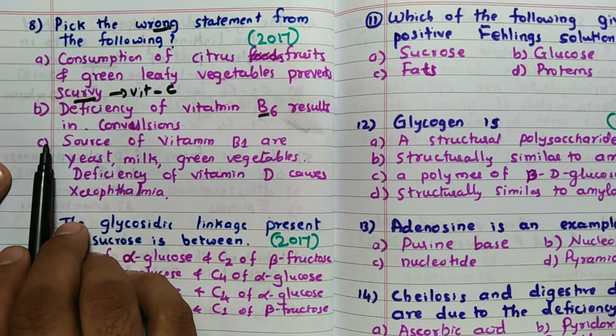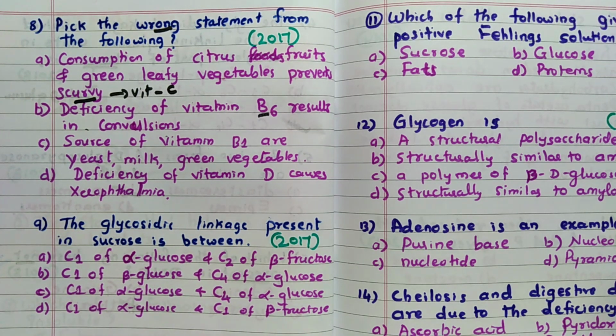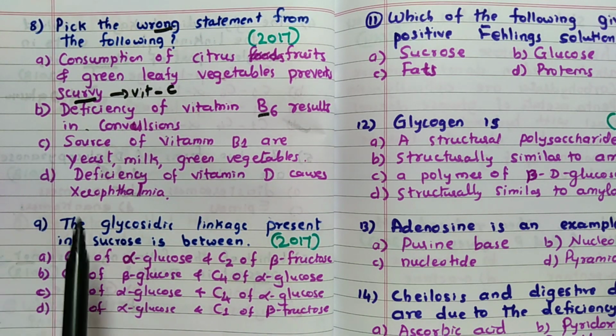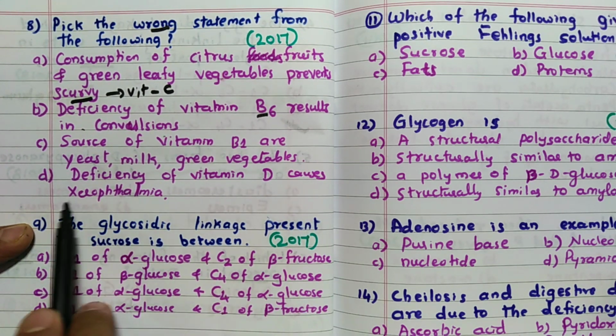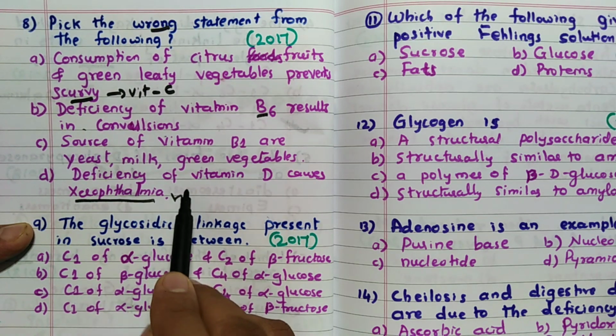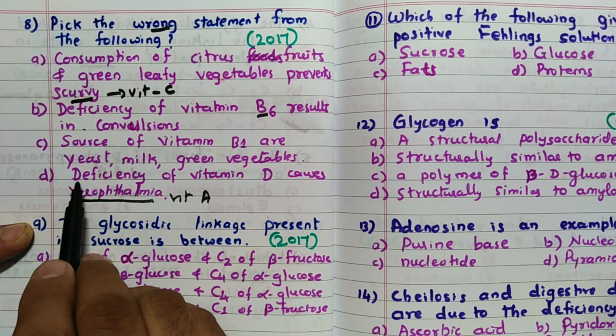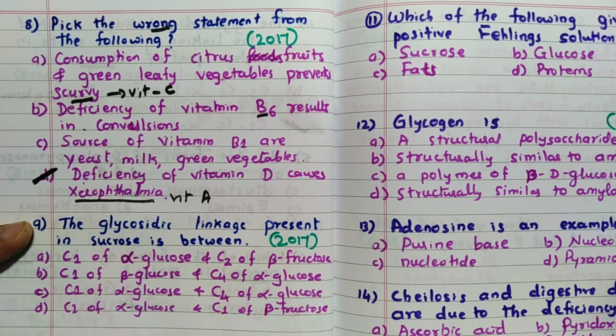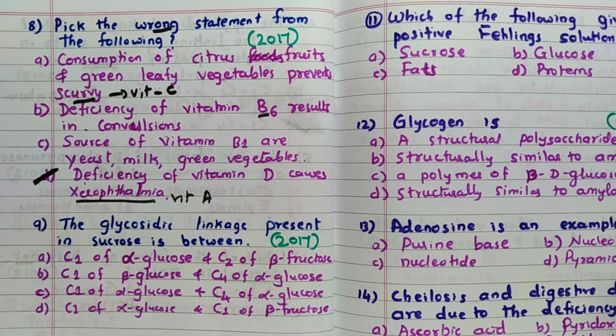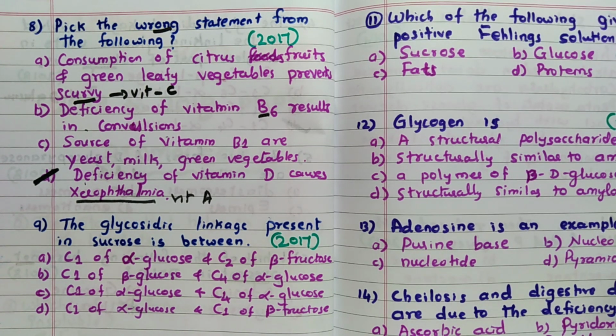But if you don't know about these two also, listen carefully to what I am telling. Deficiency of vitamin D causes xerophthalmia is definitely wrong. We know that xerophthalmia, night blindness, is because of vitamin A deficiency. So hence remember, the answer for this wrong statement should be B. Hence remember, you should not lose your confidence by seeing the question.